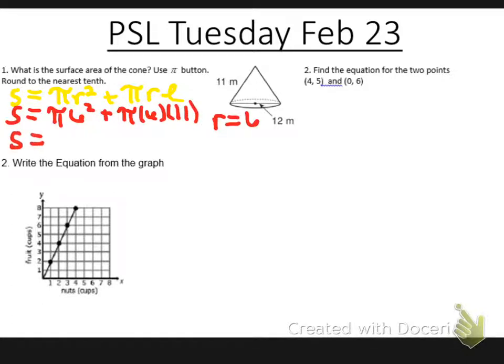And you could put this all in the calculator at the same time. Just put the pi 6 squared plus pi times 6 times 11, and you're going to end up getting 320.4 meters. And remember, surface area, the unit is squared. So 320.4 meters squared.